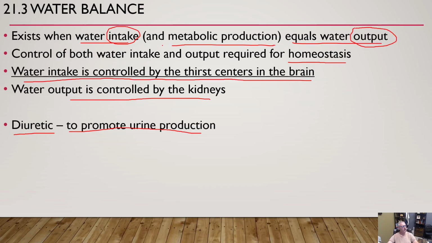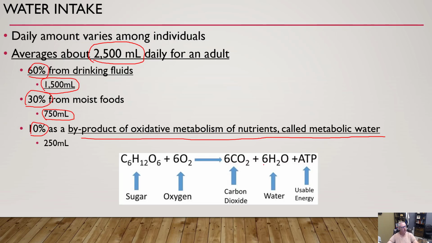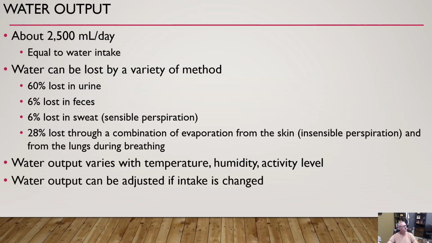So that's what I talked about up here, metabolic production. It's called metabolic water right here. So remember, we produce carbon dioxide, water, and ATP. So we actually produce about 250 milliliters of that per day. And if we add up the 1,500, 750, and 250, we should get 2,500 milliliters. And again, this is just an average. Some people will drink more, some people will drink less.